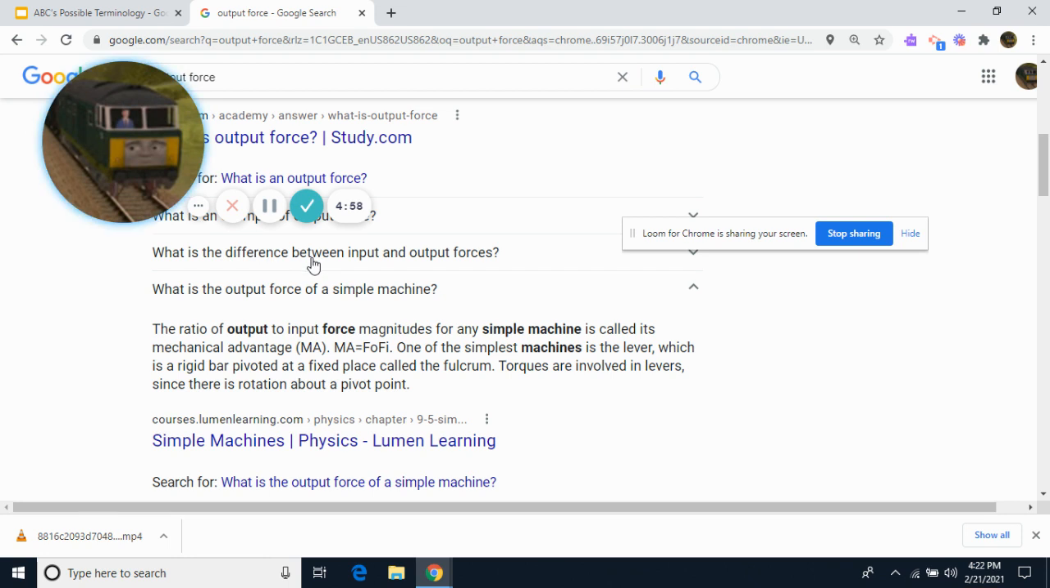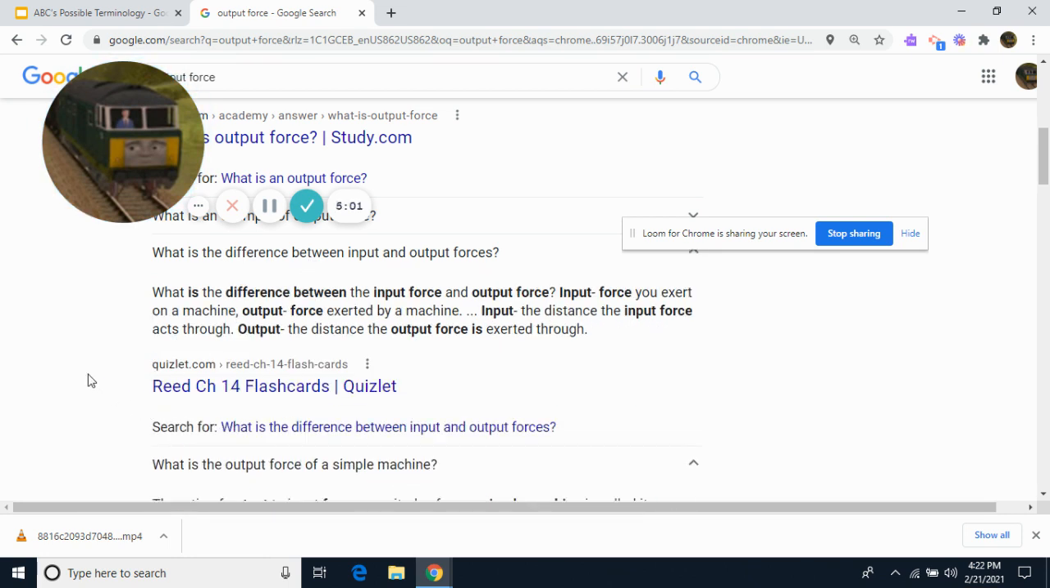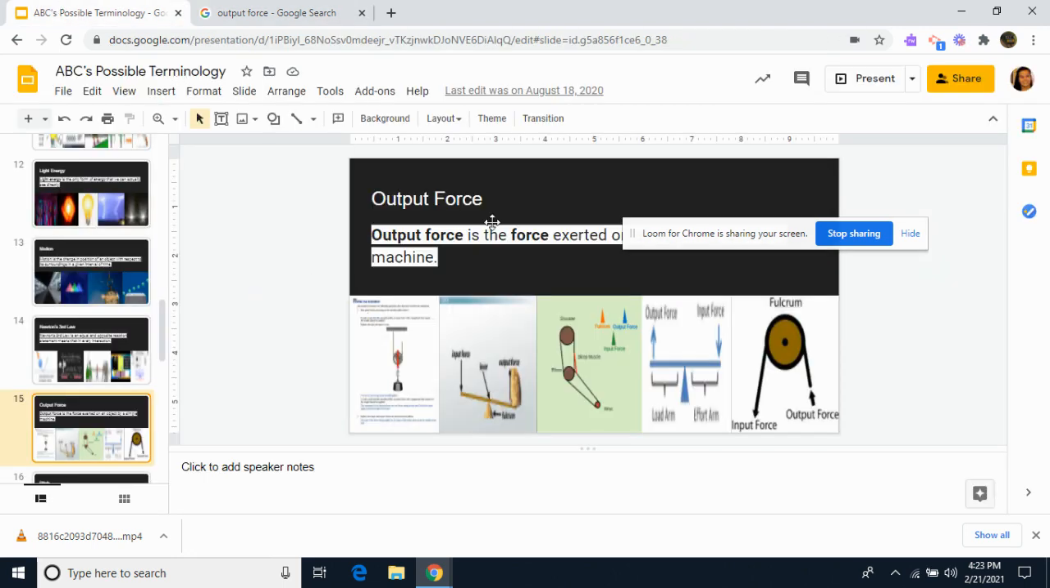What is the difference between input and output forces? Your teacher probably asked you that question. The input force is the force you exert on a machine, and the output force is the force exerted by a machine. Input distance is the distance the input force acts through. Output distance is the distance the output force is exerted through, like it actually moves through. So that's what I meant.